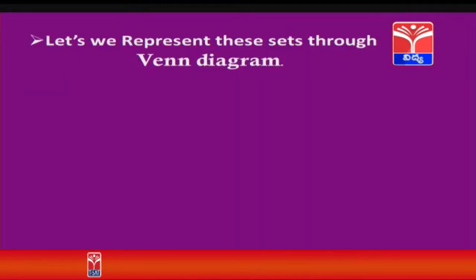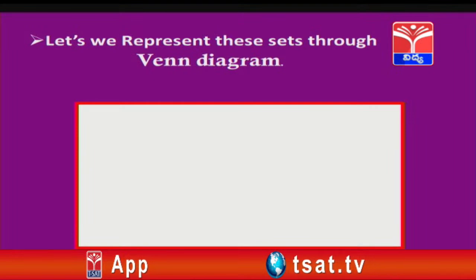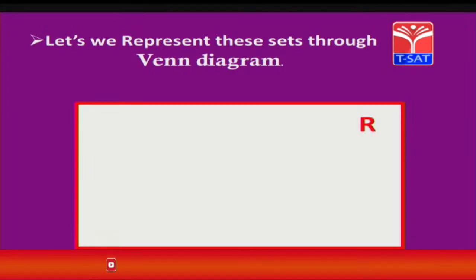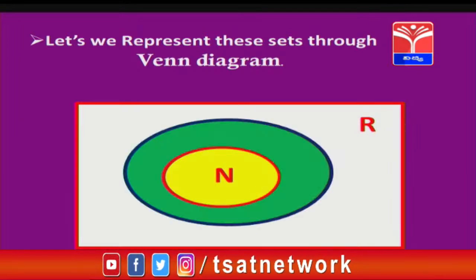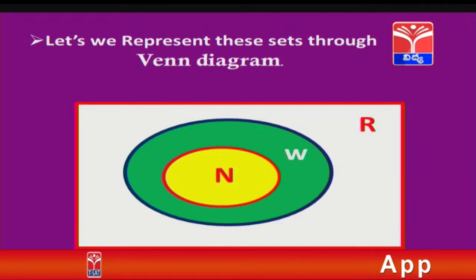Let us represent these sets through Venn diagrams. How do we represent a subset through a Venn diagram? Naturally, we represent the universal set in rectangular form. All the sets will be represented through closed curve figures or generally in circles. Okay? Let us represent these sets through Venn diagrams. The number sets, natural numbers is a set, whole numbers. This is one kind of representation of subsets.